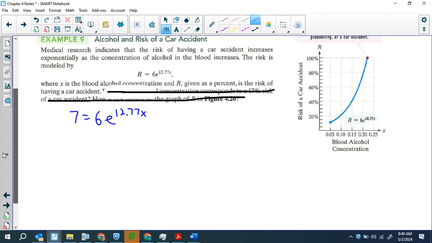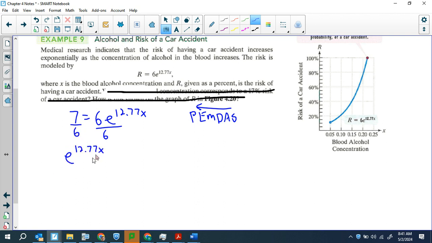So really, after all those word problems, all that context, all we need to do now is solve for x in that exponent. And this is a problem that we've done earlier throughout this chapter. So remember, we are going to ultimately be doing PEMDAS backwards here. There is no addition or subtraction, so we don't have to worry about that. We are going to undo the multiplication, so we'll divide by 6. And so that would give us e to the 12.77x equals, I'm just going to leave it as 7/6.